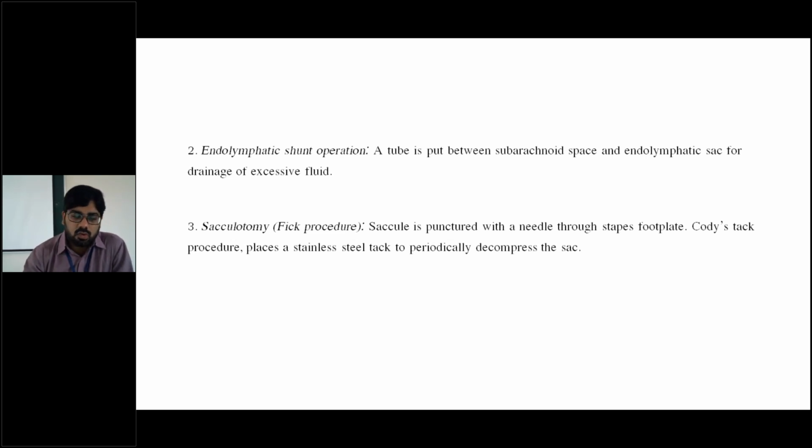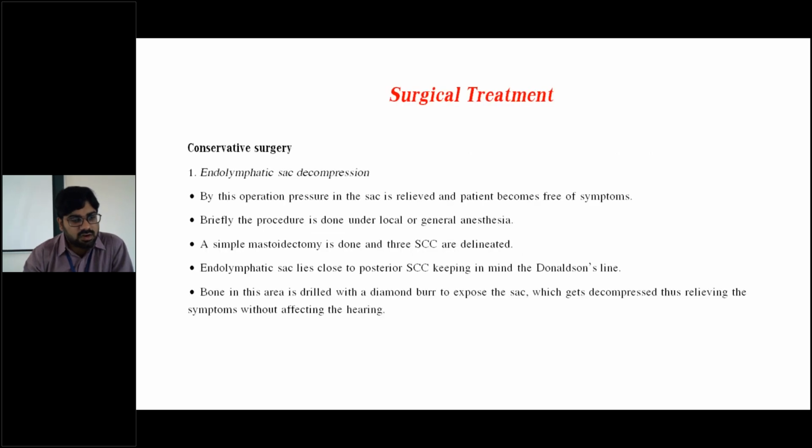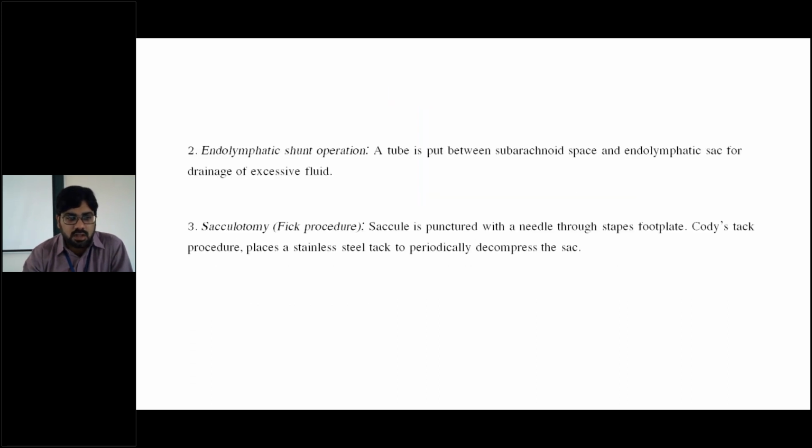Generally, the most commonly done surgery is endolymphatic sac decompression. We do a mastoidectomy, we delineate the semicircular canals, we identify the endolymphatic sac by identifying the Donaldson line, and the bone is drilled out so that the sac gets exposed, and we decompress the sac. So this is the most commonly done surgical treatment.